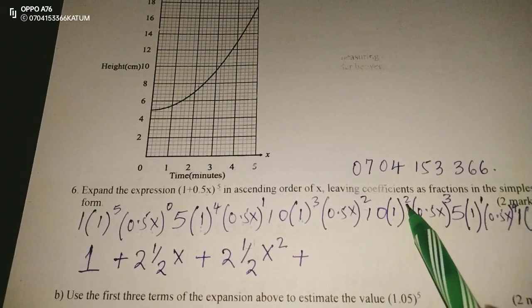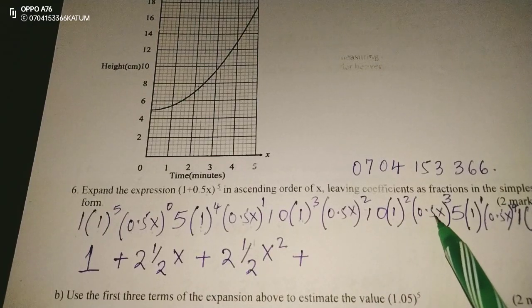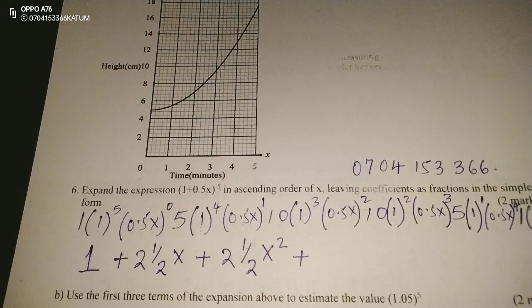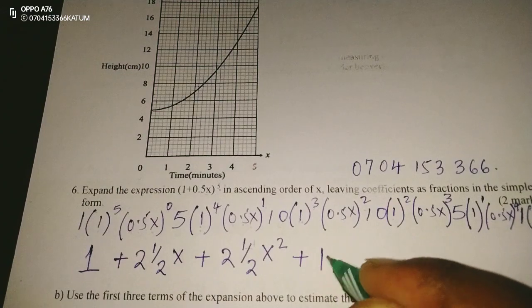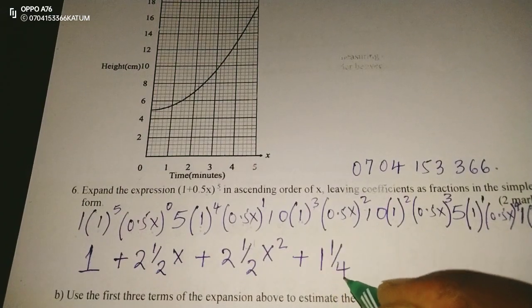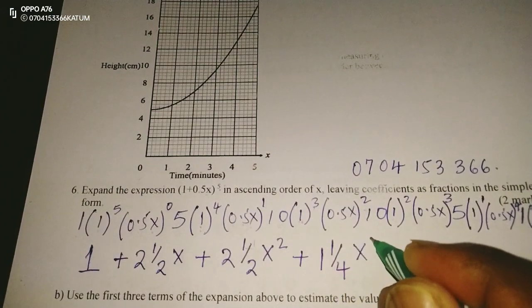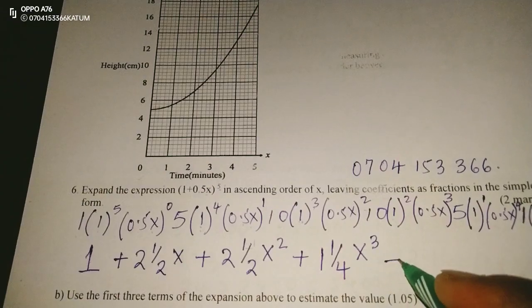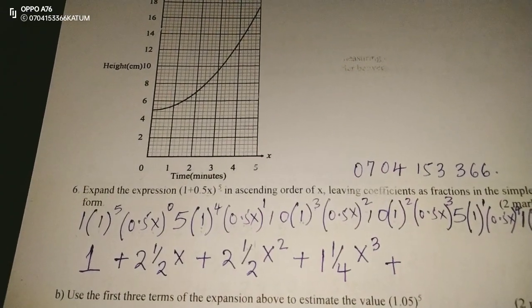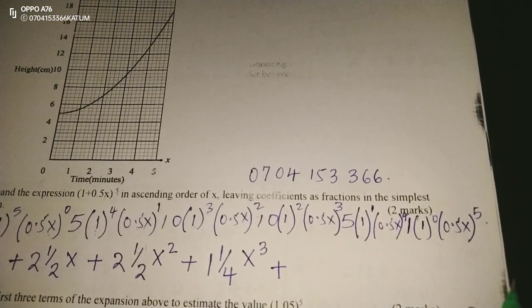Plus the next term, also starting with 10. So 1 to power 2 is 1, and 0.5x to power 3: 0.5 to power 3 becomes 0.125x cubed. But now there is times 10, so this is going to be 1.25x cubed.